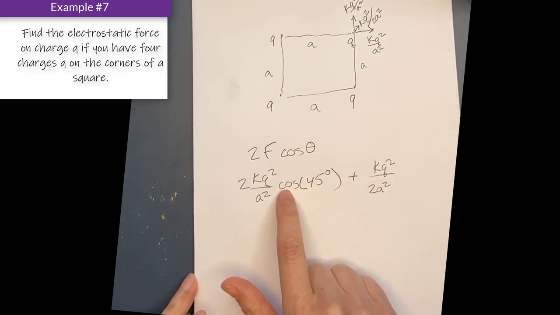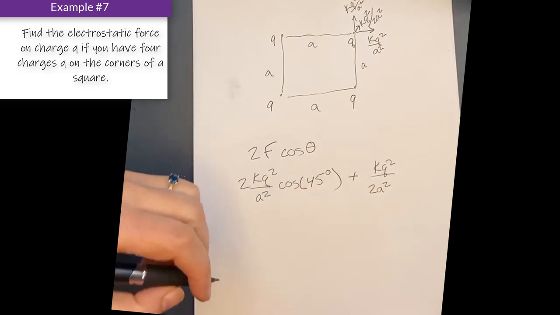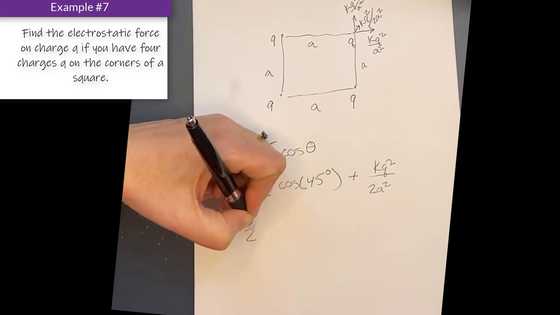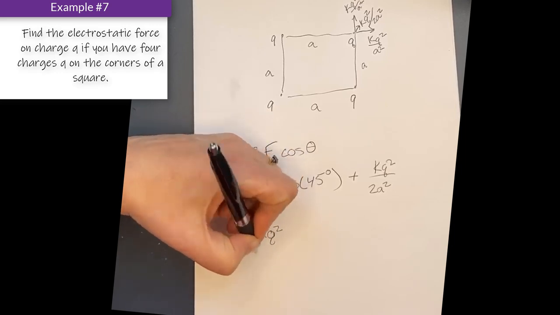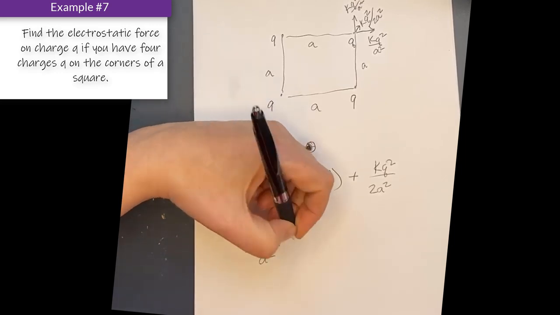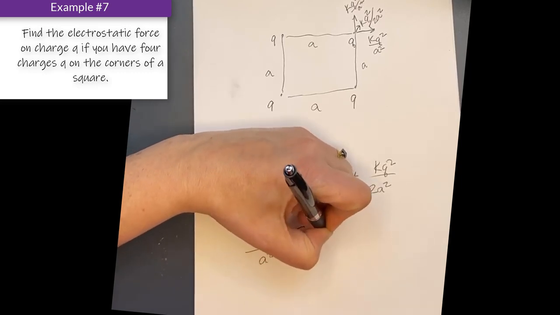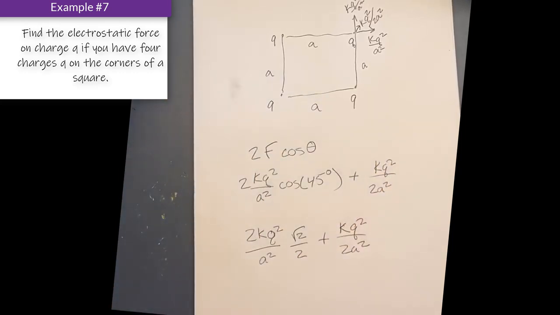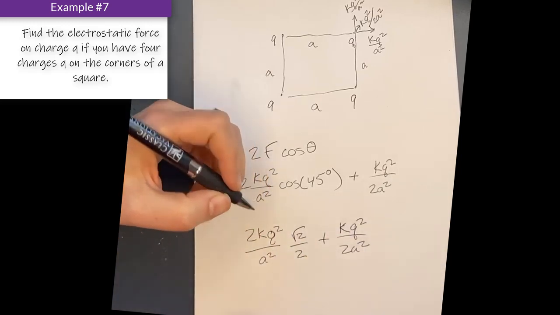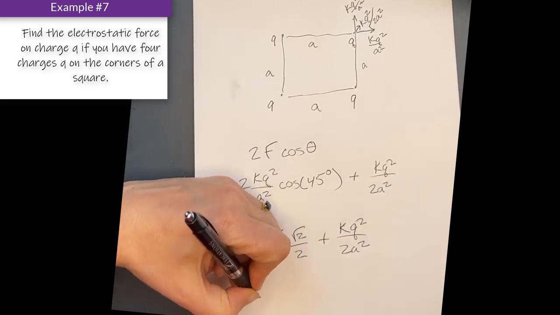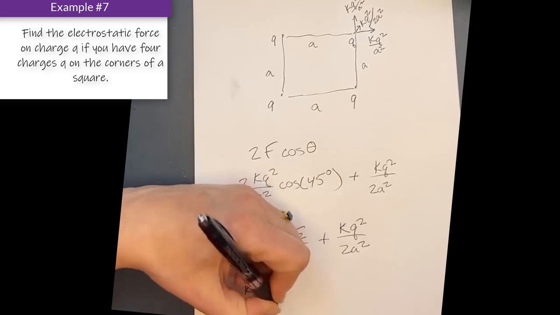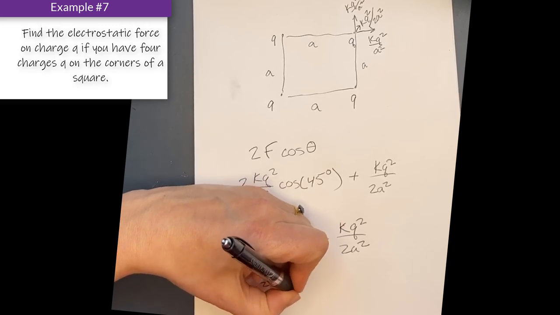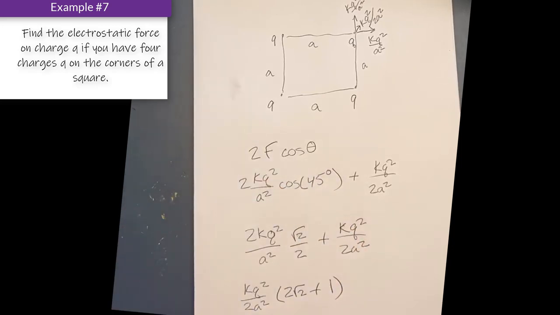If you want to simplify it a little bit, cosine of 45 degrees is root 2 over 2. So you can write it as 2kq squared over a squared times root 2 over 2 plus kq squared over 2a squared. If you really want to make it pretty, but you don't have to do this, you can take out the kq squared over 2a squared, and you got 2 root 2 plus 1. Ta-da! You can use this trick for any vectors that you're adding, including electric field.